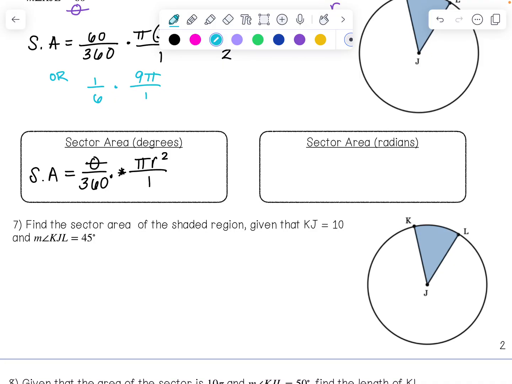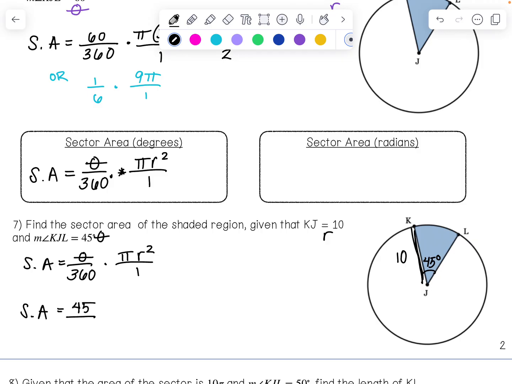Okay, so when I'm reading through number 7, the sector area is what I want to find. So sector area, I need to know my formula. I'm going to write it down. So theta over 360 times pi r squared over 1. KJ, that's right here, that's 10, so that's my radius. And then the measure of the angle is 45 degrees. That's my theta value. So now I have enough to plug in. So I've got 45 over 360 times pi times 10 squared.